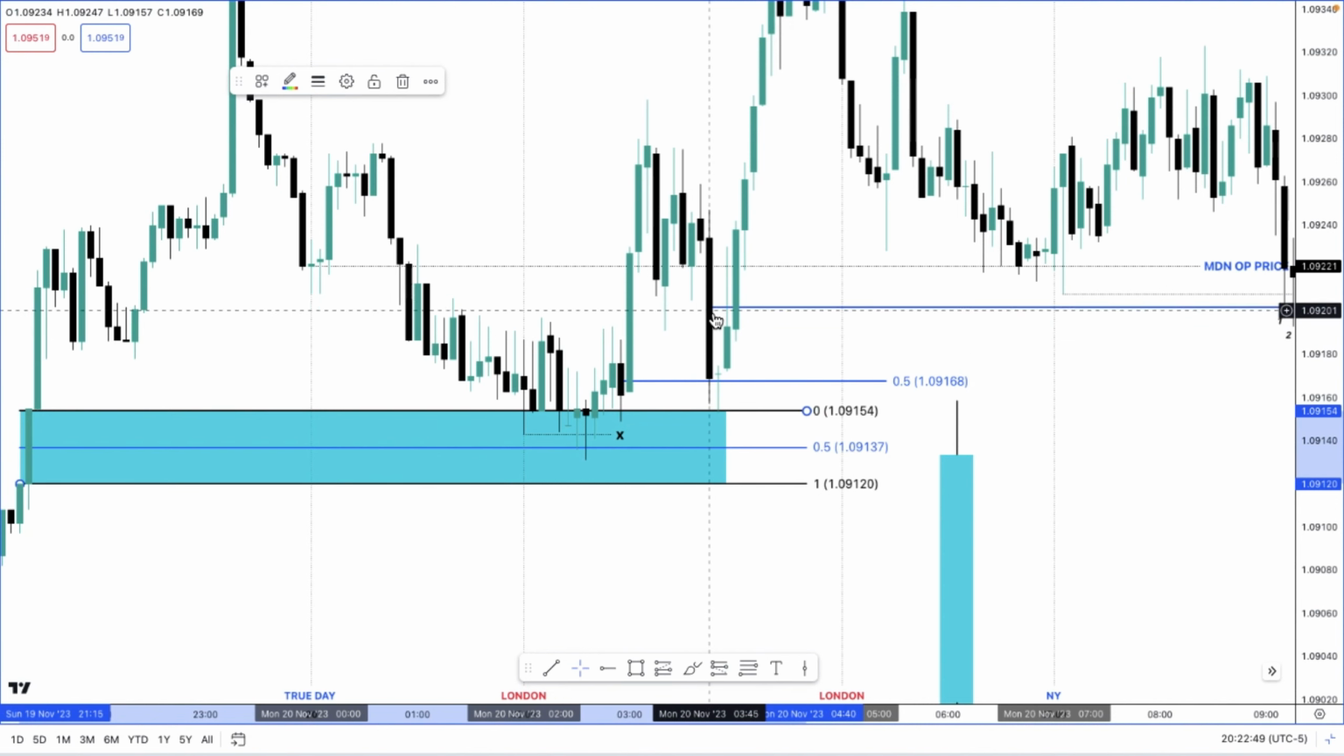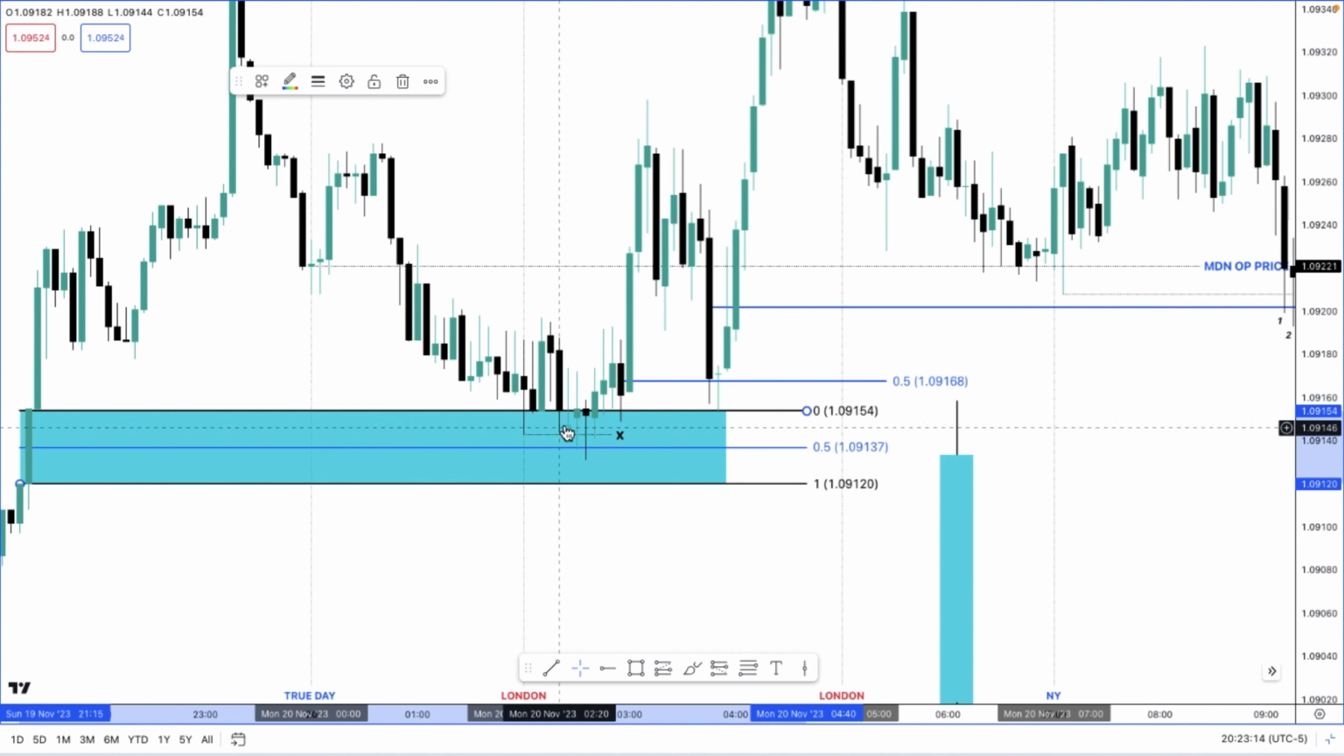So you can see price finding discount at the mean threshold. Discount aka support. Price finds support at the mean threshold. Look at the bodies. The bodies are closing above the mean threshold, which is an indication that price is bullish. It's in a buy program. It's a confirmation that price is in a buy program.